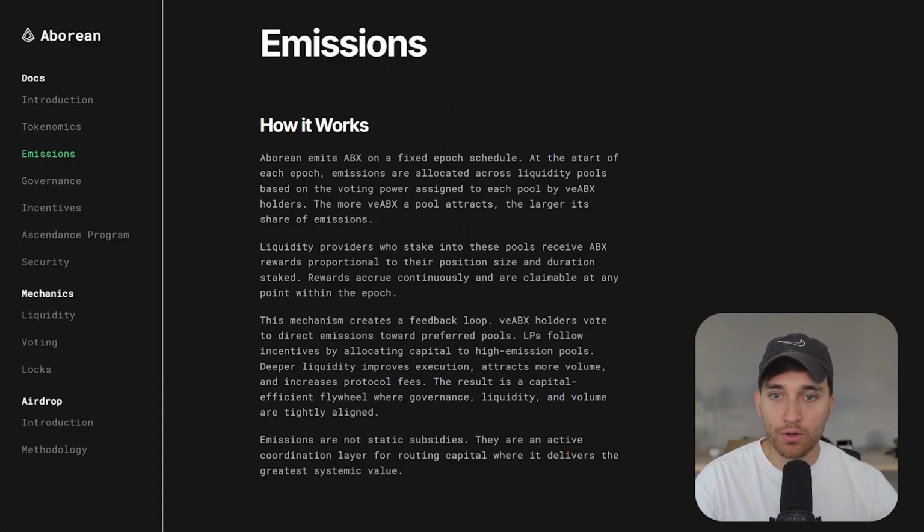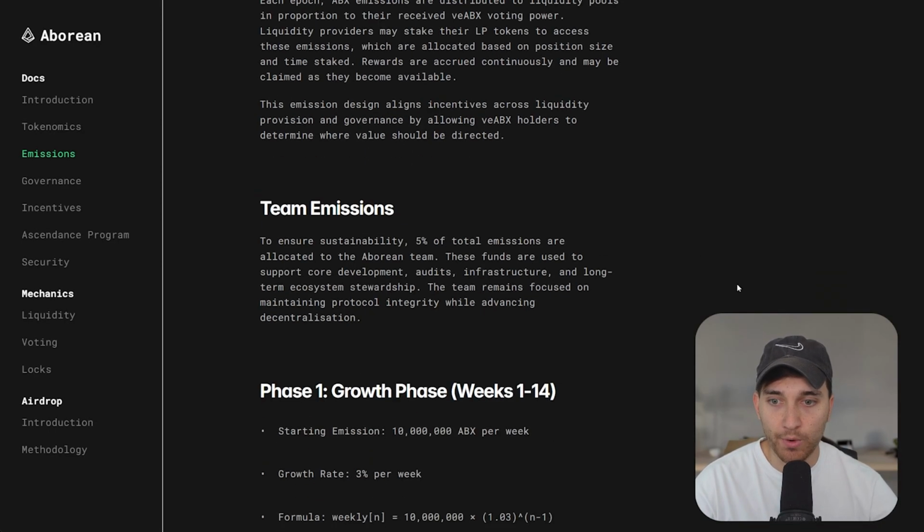Now, I quickly wanted to touch a little bit more on the ABX token and the emissions, because right now, I think is a very good time to actually participate in this protocol, because the APR of these liquidity pools and the rewards that you get for participating are kind of juiced to grow in this first initial phase. What I mean by that is if we take a look at the Aborean documentation, we can see there is a whole section on emissions, and this is what we've already covered in terms of new ABX tokens are emitted and distributed to those who are providing liquidity, which we've already discussed.